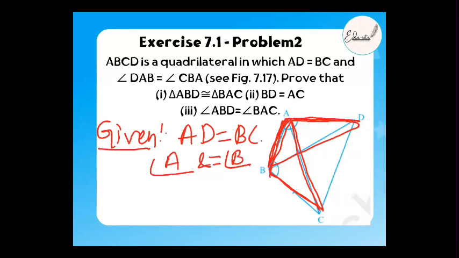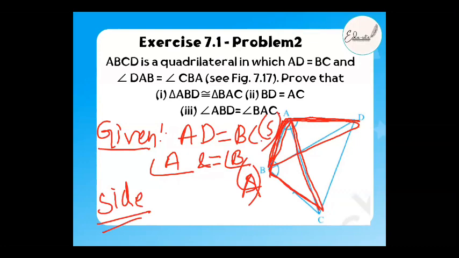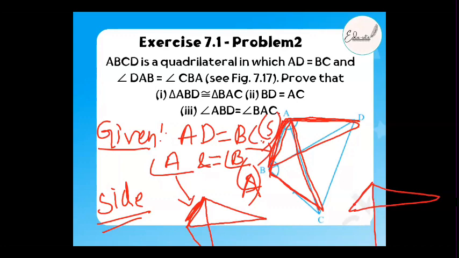Correct, Laiba? So what we have here? One side, one angle we have already, right? Now what more side is left? One side and one angle is over. What you need is one more side, right? So in these two triangles, which is an equal side here, Laiba? This one, right? Can you see this one? AB. It is same for both the triangles, correct?